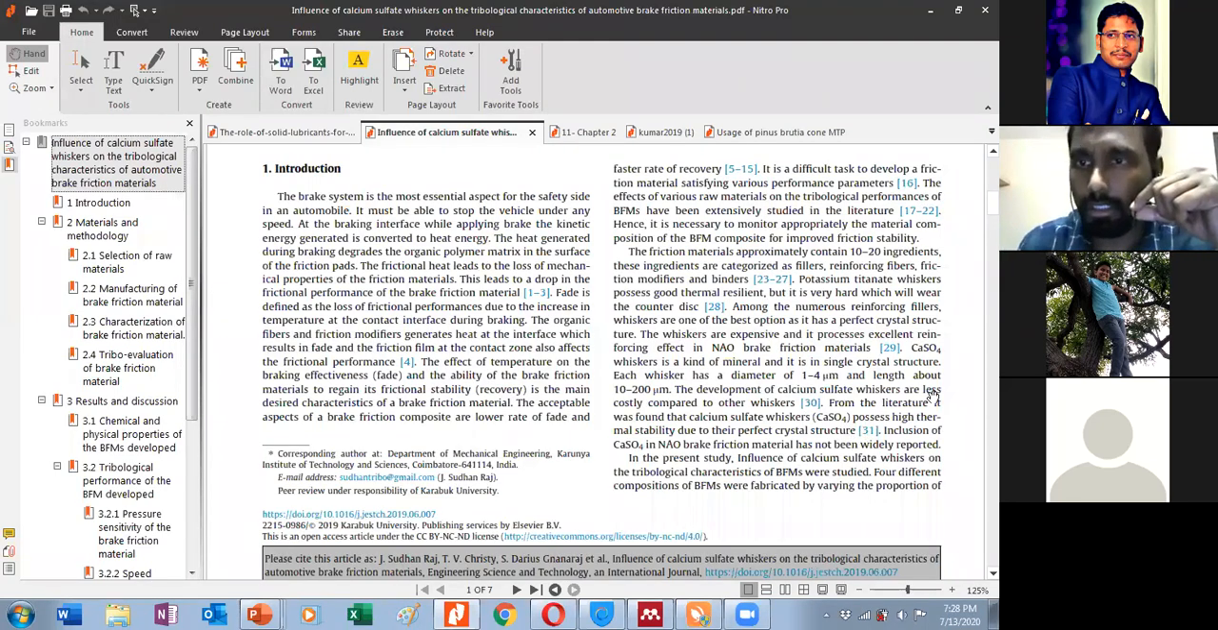Once we did a literature review, we came to a conclusion that there is a gap, that temperature is a major problem. The friction material cannot withstand that high temperature. So we need a thermally stable material. We need to find an alternative thermally stable material which can replace the presently available material. So we have done extensive research, found a new material and incorporated it. So for that we need to do a literature survey.